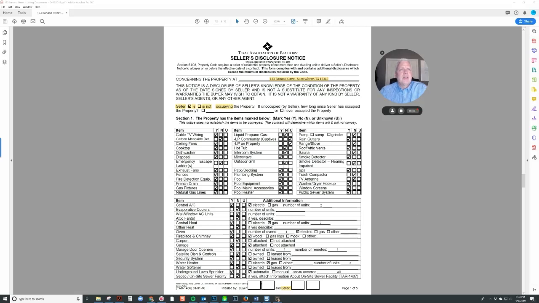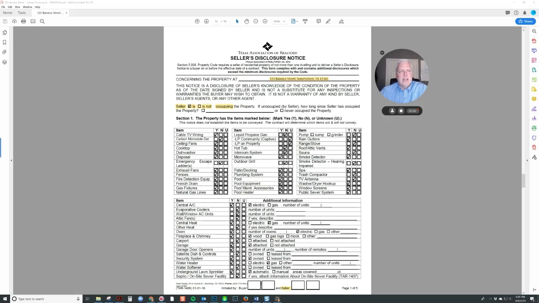So in this, going just down from the top, you've got the address of the subject property. You come down and it asks whether the seller is or is not occupying the property, and if they're not occupying it, how long have they not actually been there? So, a month, a week, a year. They've never lived there because it's an investor owner. So this is where you would answer that.